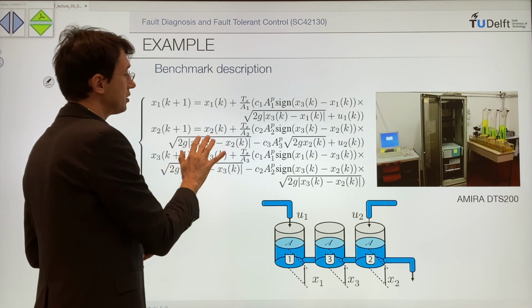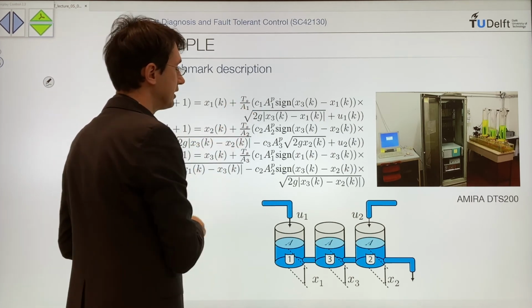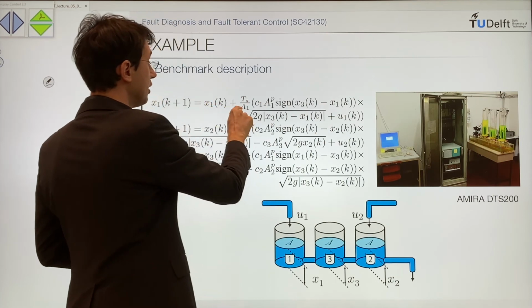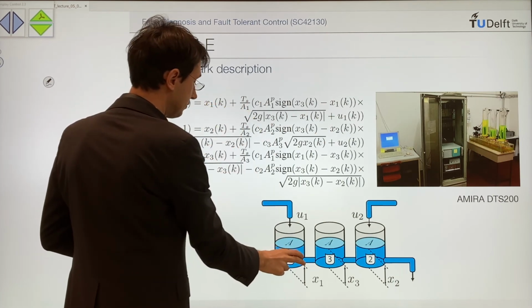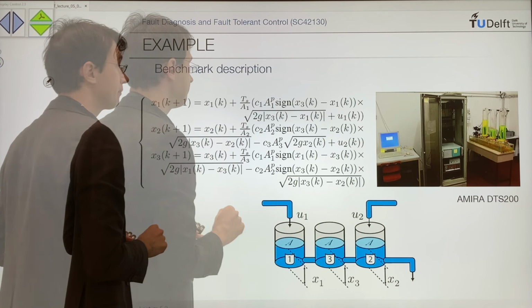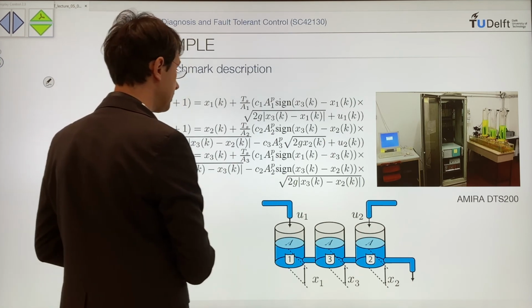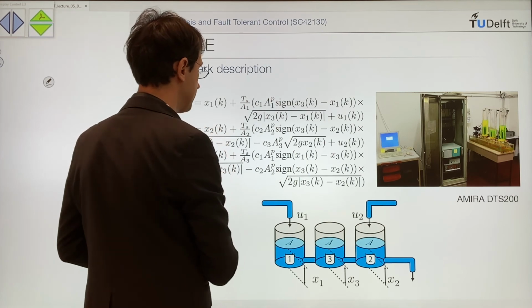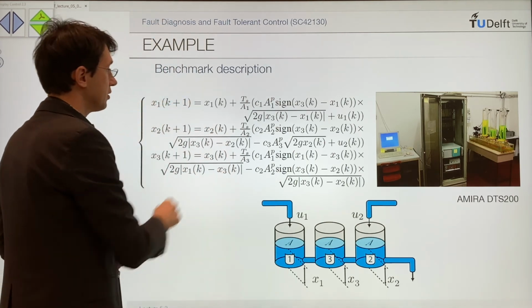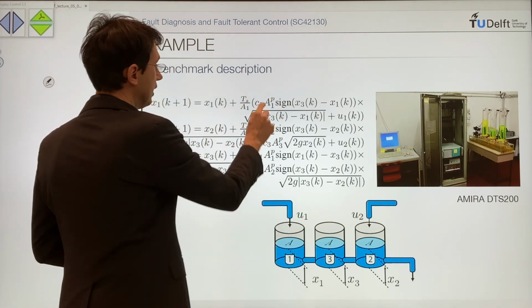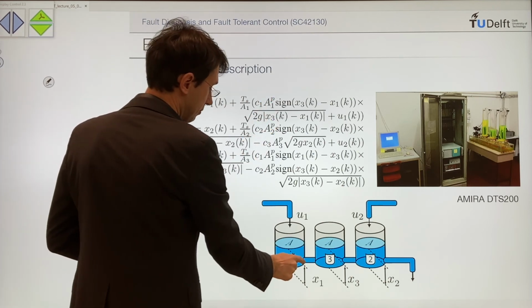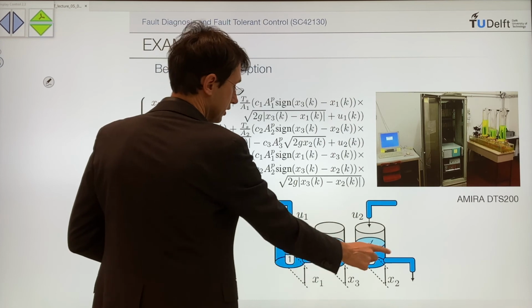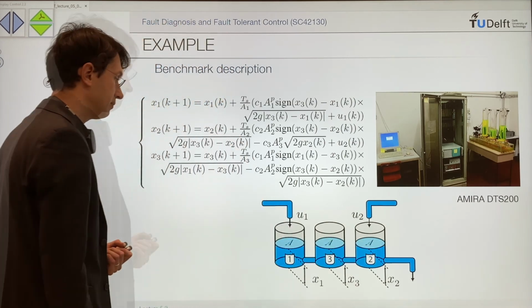In these equations, you have Ts, that is the sampling time. So this is to implement basically a discrete time integrator. You divide by the cross-section of the tank, and then other parameters that you have here are the cross-sections of the pipes. So A1 is the cross-section of tank 1, A1P is the cross-section of pipe 1. This is pipe 1, this is pipe 2, and this is pipe 3.